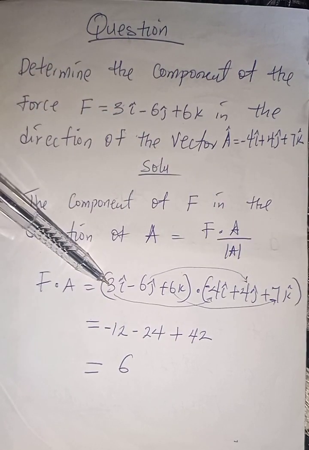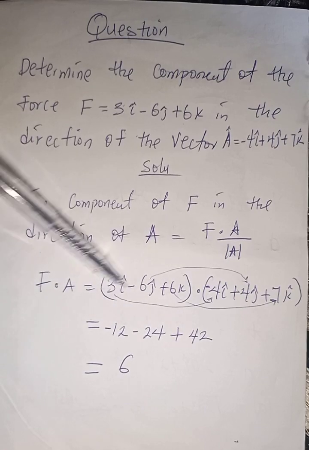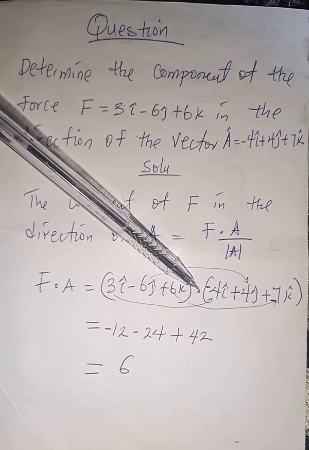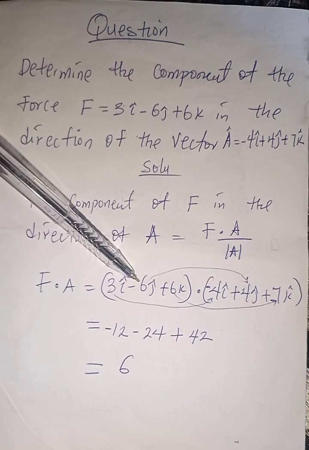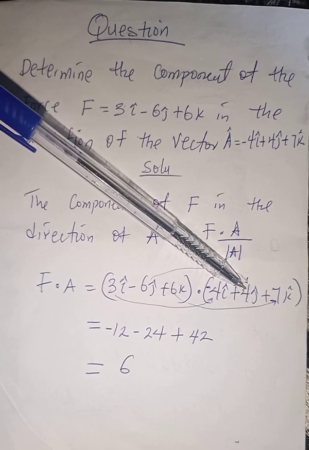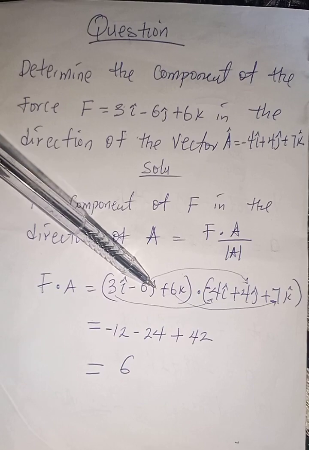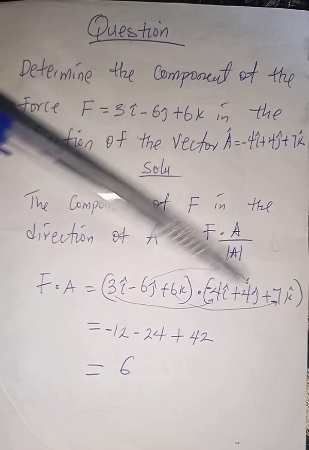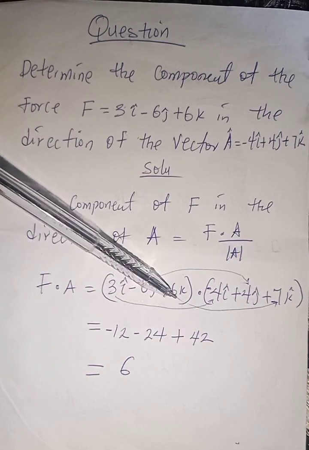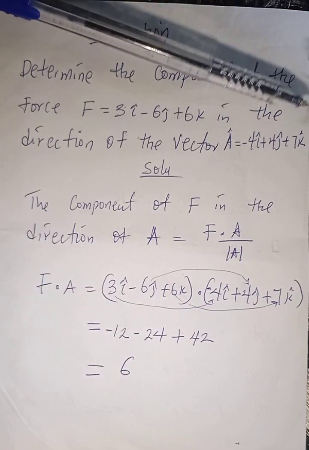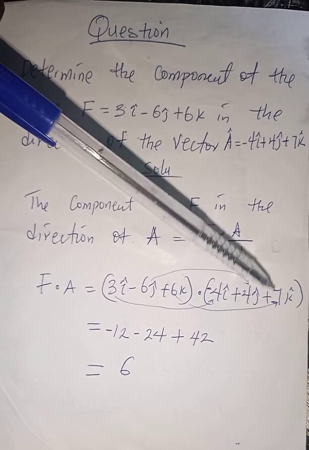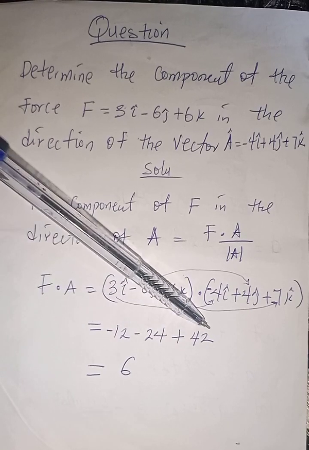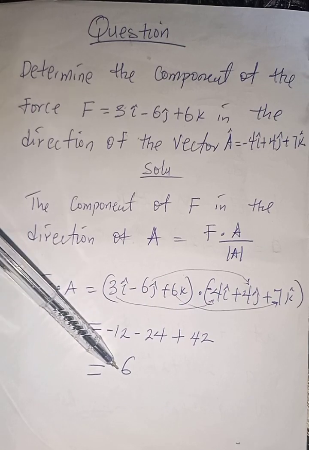That is all. So you're going to have 3 times minus 4, which is minus 12. I dot I is 1, that will go. Then minus 6 times plus 4, you're going to have minus 24. J dot J gives us 1, that will go. Then 6 times 7, you're going to have 42. K dot K gives us 1, that also goes. So all the unit vectors will go and only the coefficients will be active. So minus 12 minus 24 plus 42, you're going to have 6. That will be the dot product of the two vectors.